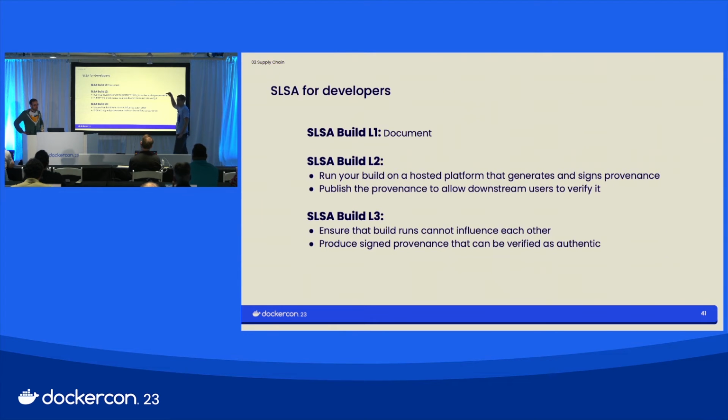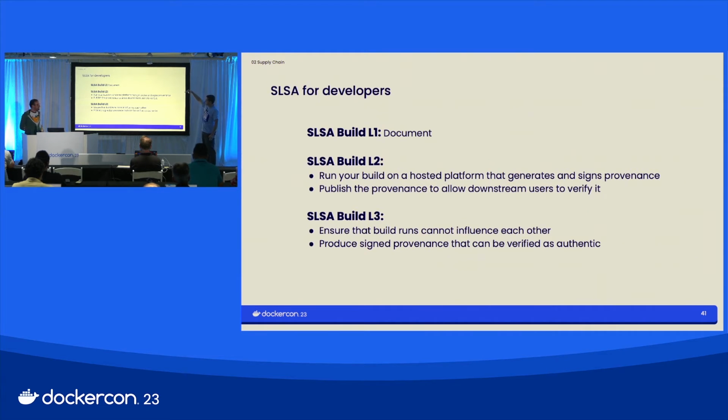Well, in SLSA build level 1, it means that you have to document what you've done. Now, this documentation doesn't have to be anything extra. A GitHub Actions workflow specification serves as a document of your build process within the SLSA framework. There are plugins for Jenkins that will produce a SLSA level 1 build provenance document for you. So you don't actually have to do anything other than leverage these technologies. That's good.